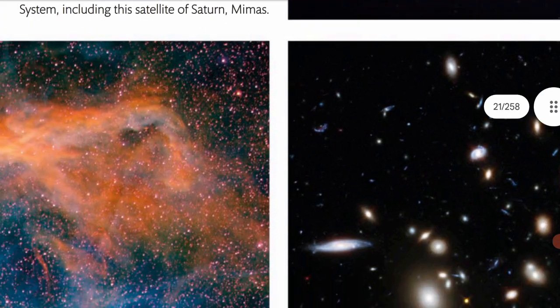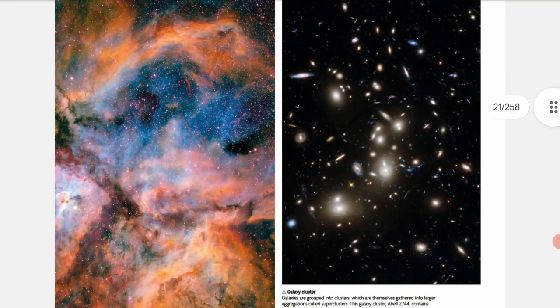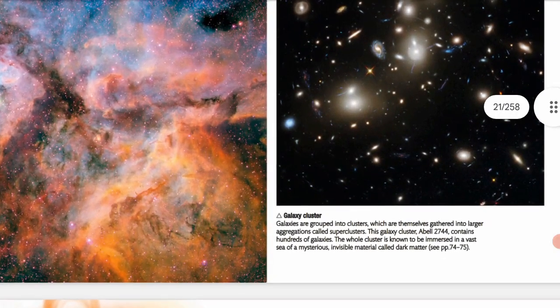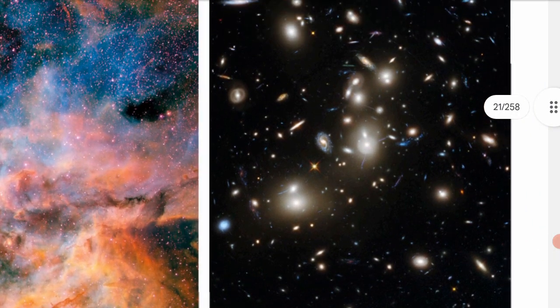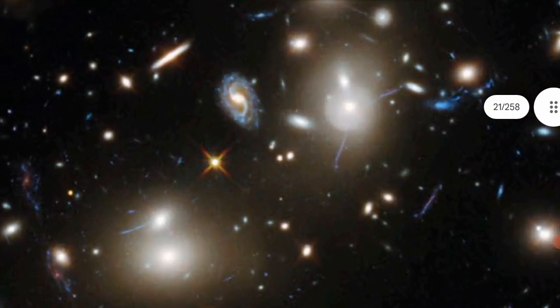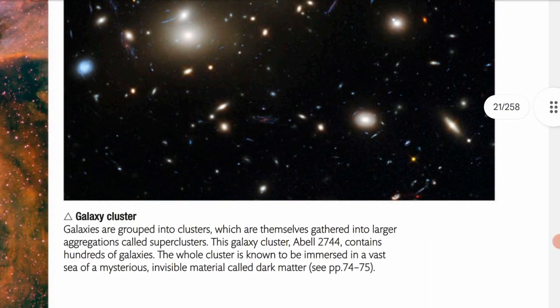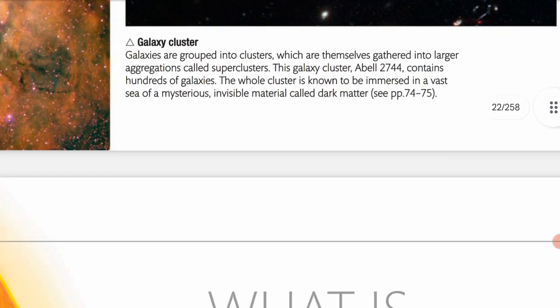So we have another celestial object, which is called the galaxy clusters. These are not stars, these are galaxies. These are groups of so many galaxies gathered to form a galaxy cluster, and these galaxy clusters group together to form superclusters.